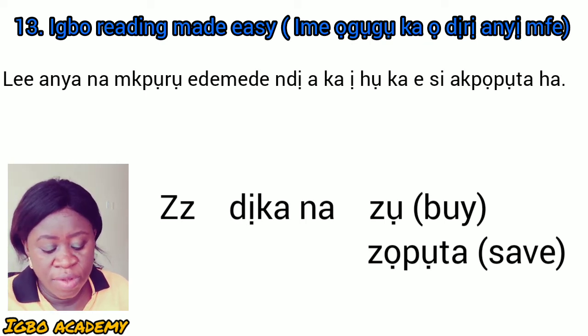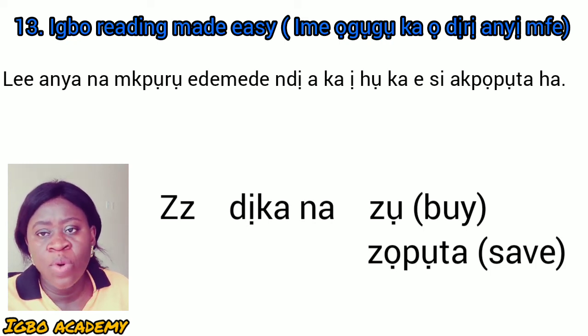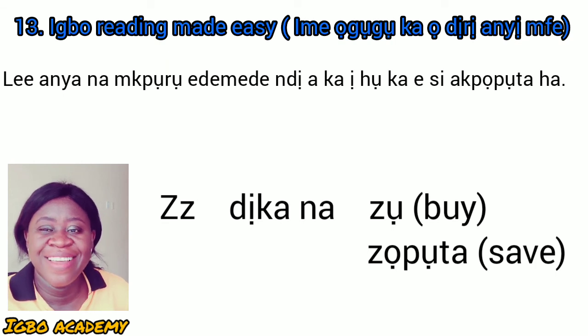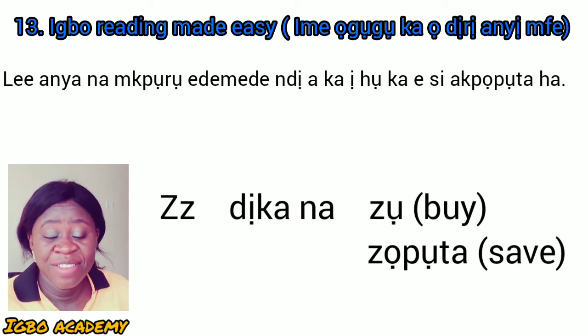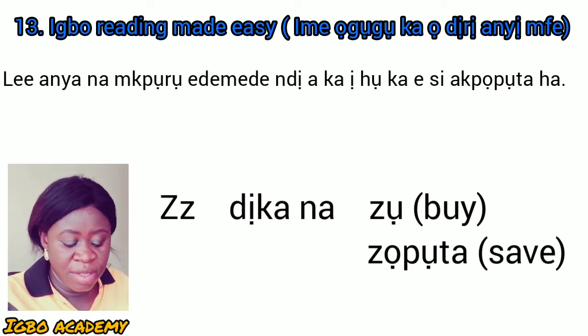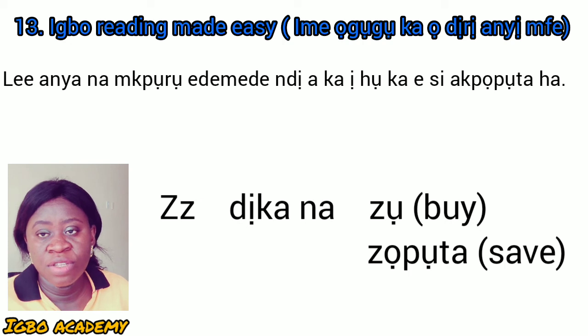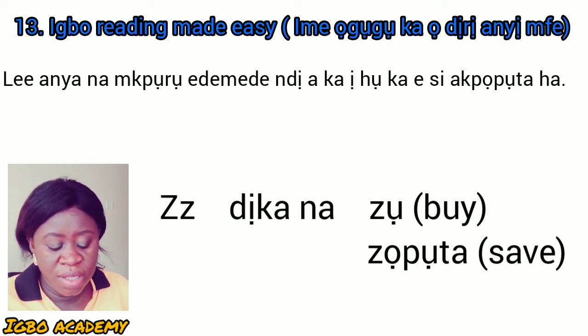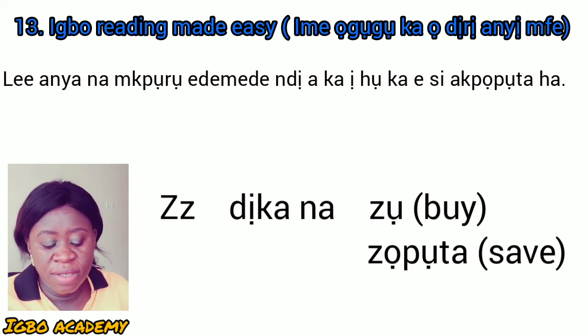Zopota means to save. Zopota, save. Zopotam, biko bia zopotam n'aka ndị ori. Come and save me from the hands of thieves. Zopotam, biko zopotam, please help me. Please save me. Then zopota, then zo means buy. Zo means buy. Zụ means buy. Zu or zo. Anyone you want. So Z, dịka na zo, buy or zu, buy. Then Z, dịka na zopota means save.